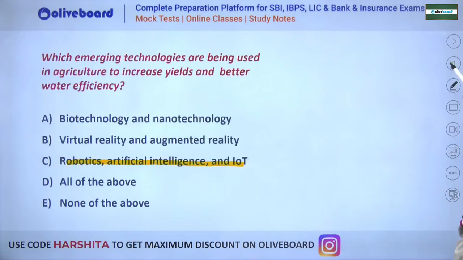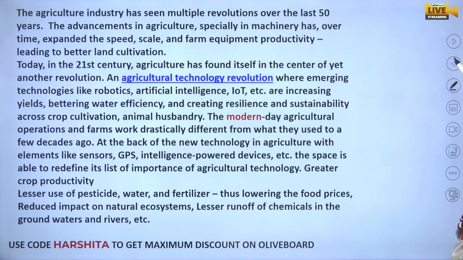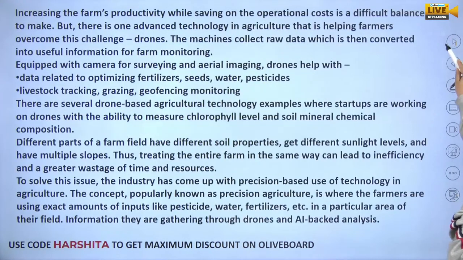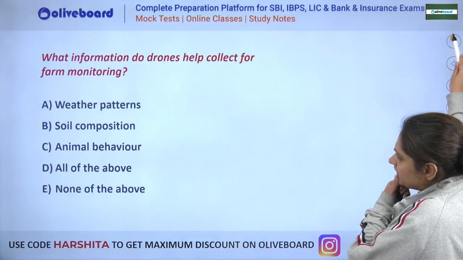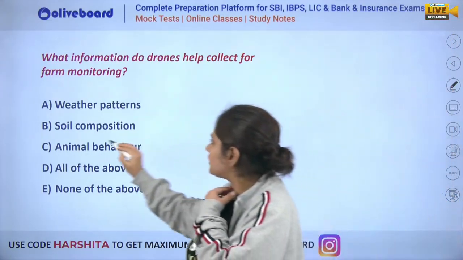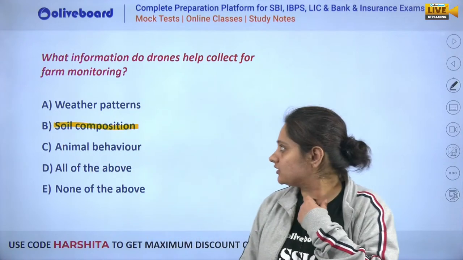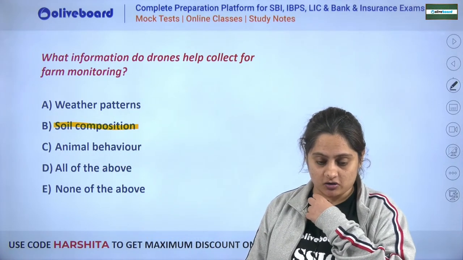Again, drones collect through farm monitoring which data? Drones, just now we checked, no? Here, yeah. Soil level, mineral, soil context is there. Yeah. Soil composition is there. Yes, soil composition definitely. Okay. They have clearly mentioned soil composition.